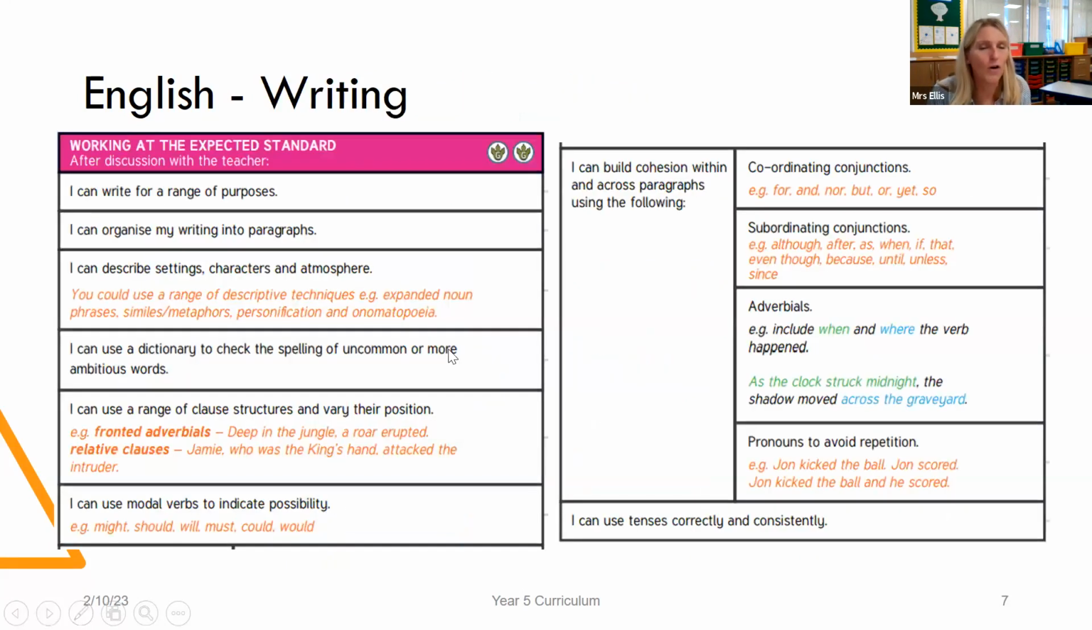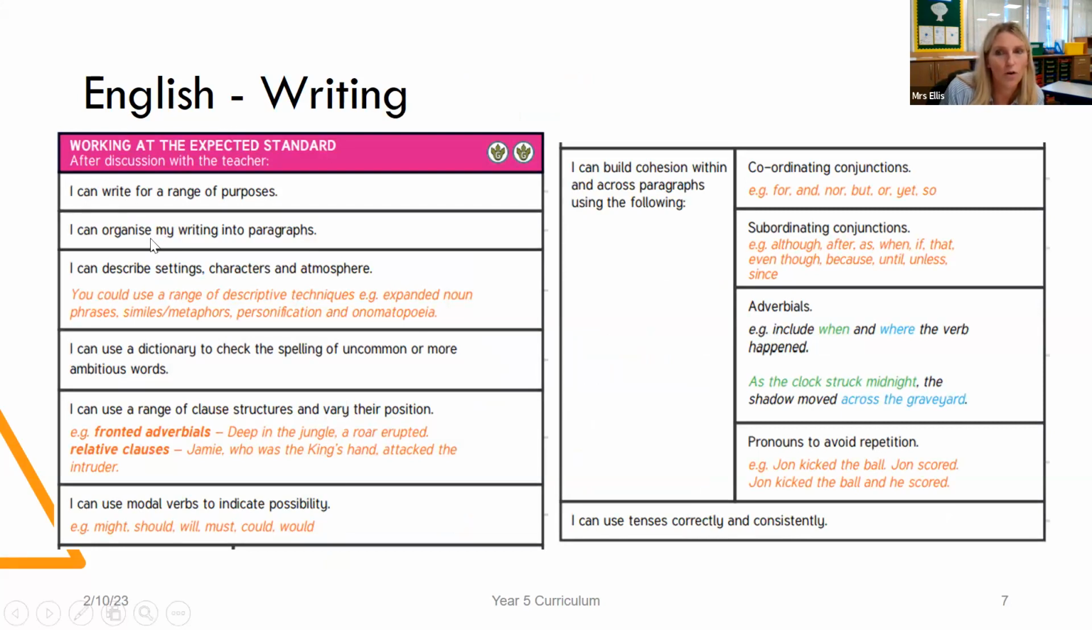So when we've put all of those bits together, we look at the children's writing. So this is what's expected at the end of Year 5 with regards to their writing. So writing for a range of purposes. So looking at different genres, writing narrative stories, but also diaries, also non-chronological reports, debates, discussions, explanations. There's lots of different types of writing that we teach the children to do.